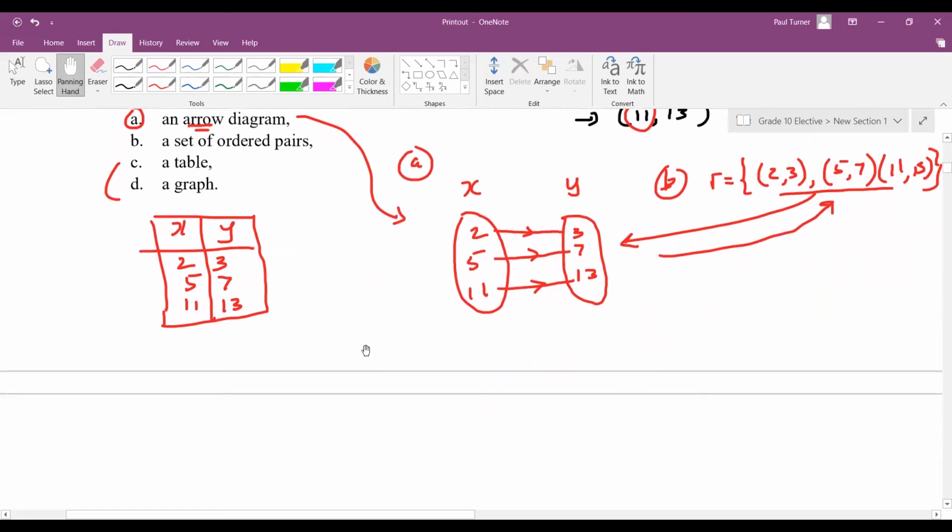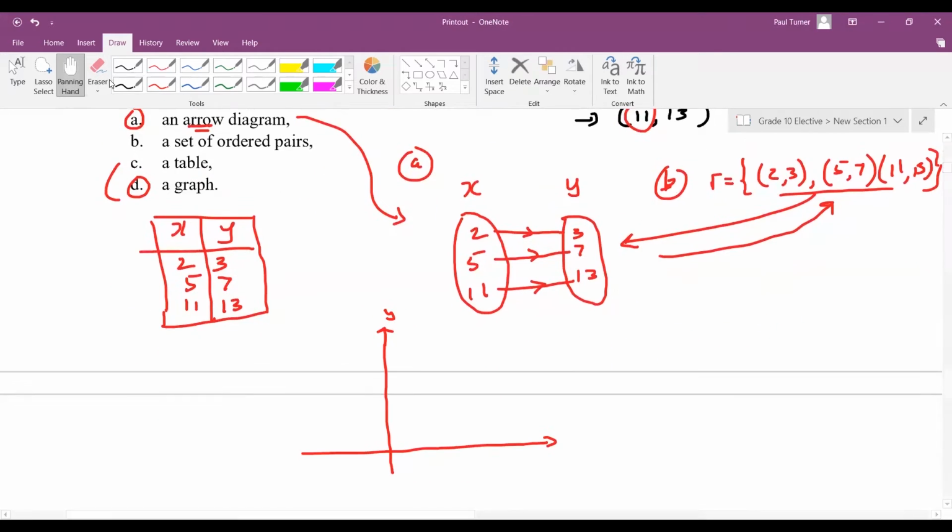And the one you see most often is graphs. So we could make up our x, y axes like this. X, y. And they're easy to put on. So we've got 2, 3, 5, 7. So 2, 3: 1, 2, then 3 is here. And label it. Then you've got 5, 7: 2, 3, 4, 5, 7 is here.